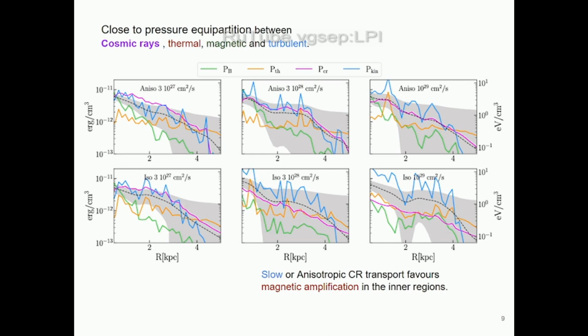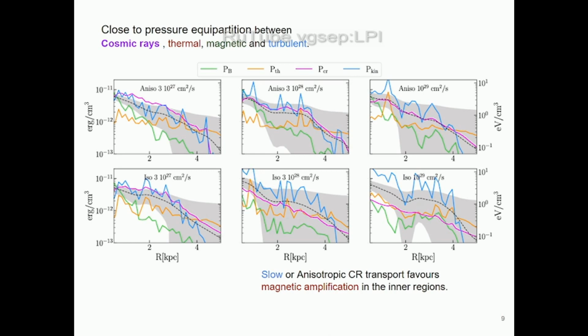So this is the radius of our galaxy for different pressures: magnetic, thermal, cosmic rays, and kinetic or turbulent. We see they are more or less of the same order of magnitude, except for these two cases, where, very interestingly, the magnetic pressure is quite low. It's almost an order of magnitude lower, particularly in the center. This is due to some sort of plateau or stop in the magnetic amplification of the galaxy.